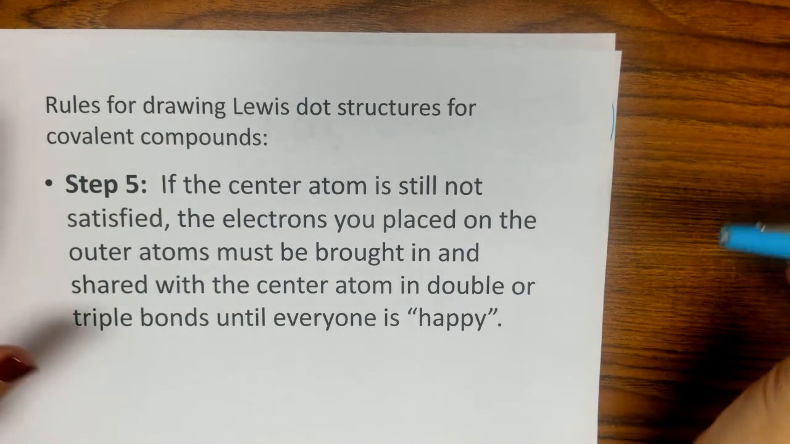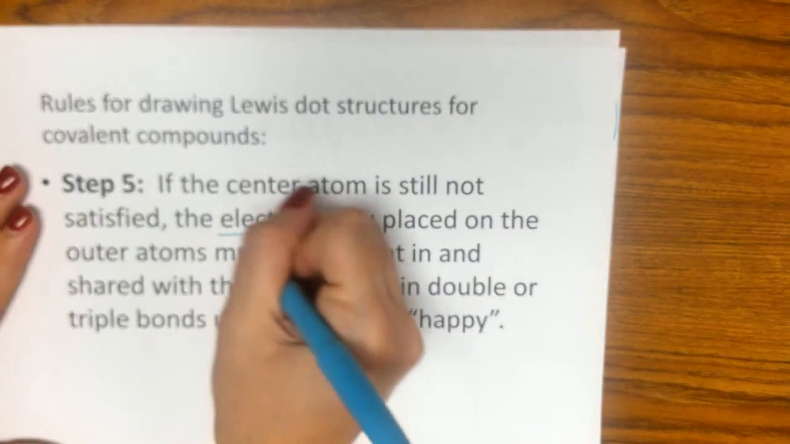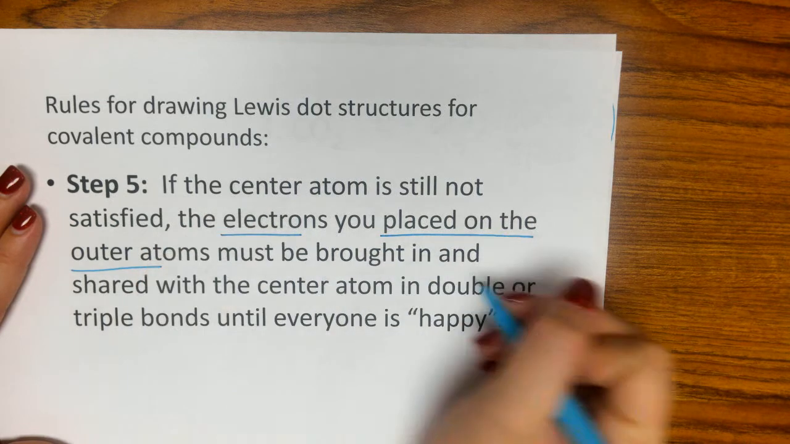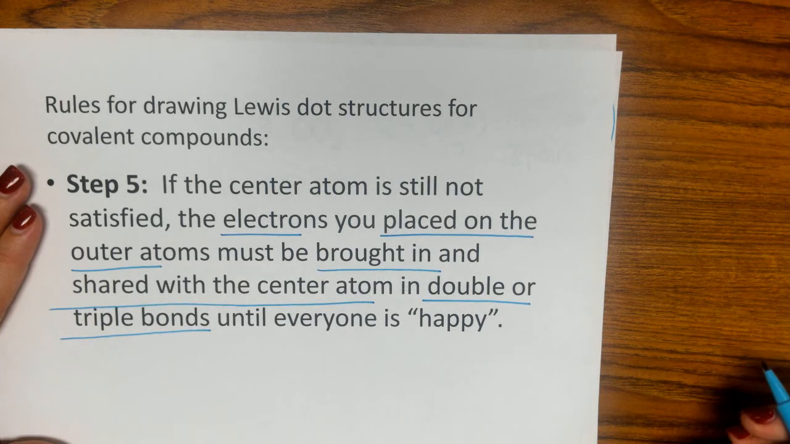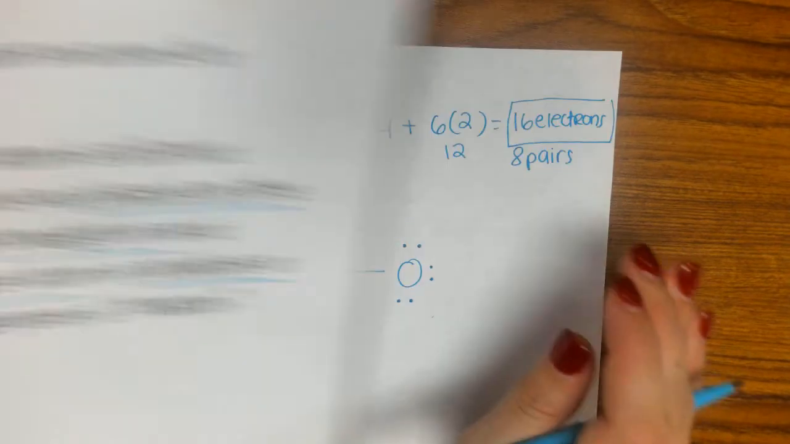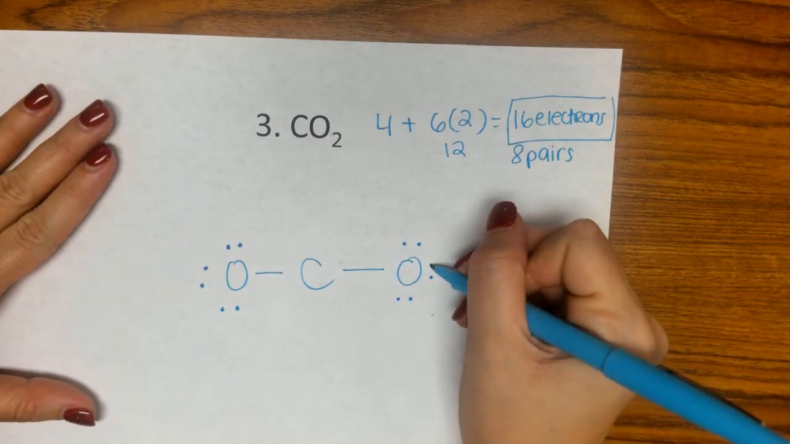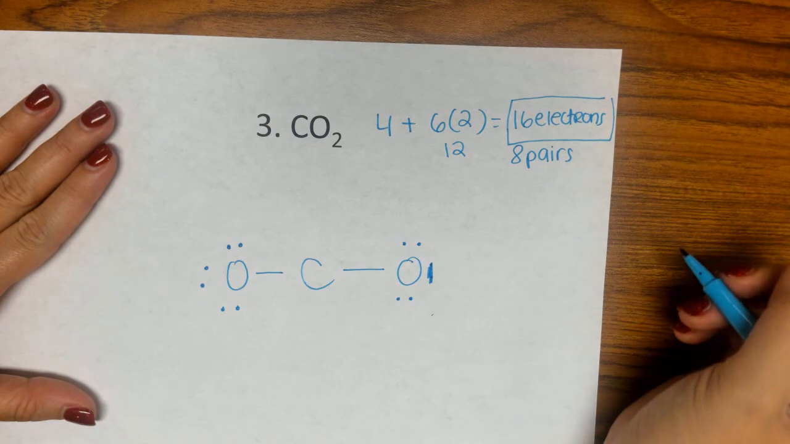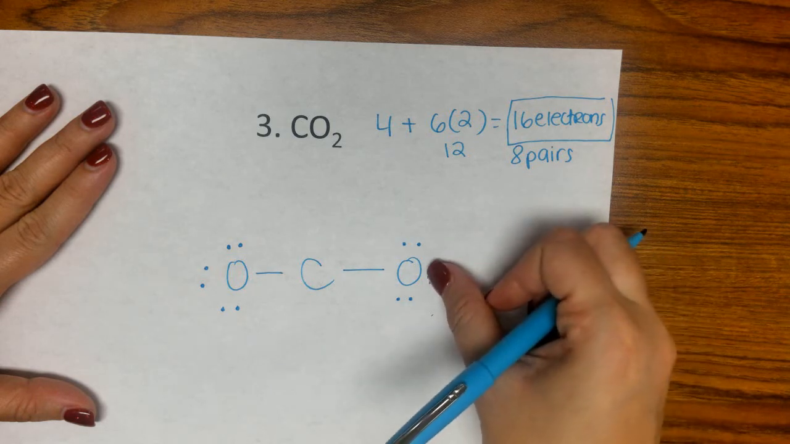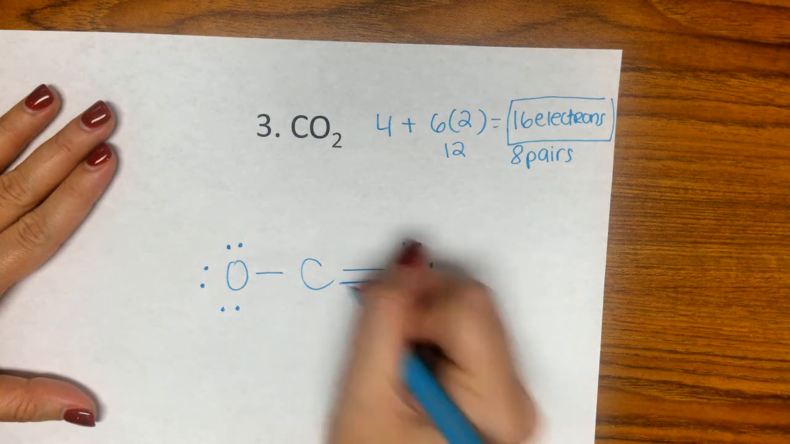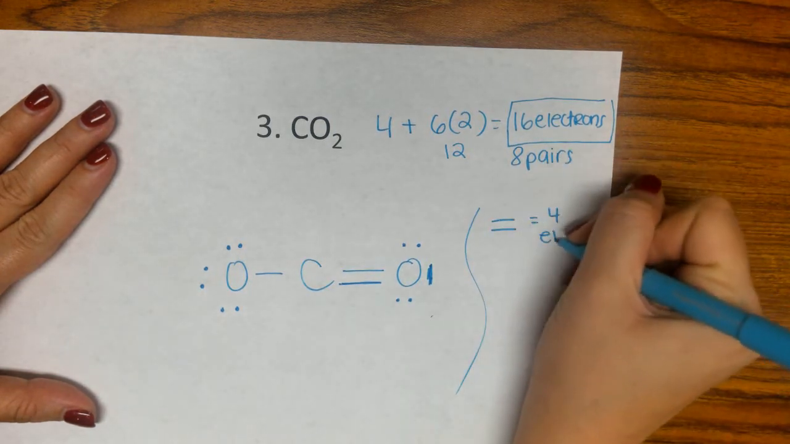And step 5 says if the center atom is still not satisfied, which means it doesn't have 8 electrons, the electrons you placed on the outer atoms must be brought in and shared with the center atom in a double or a triple bond. And so what we're going to do is literally, and I hope you're using a pencil, you should be using a pencil with this, erase one of these. And I don't have whiteout right here, so whatever, pretend I erased it. And instead of having that pair on oxygen, we're going to make this a double bond. So a double bond is 2 lines, which is 4 electrons.